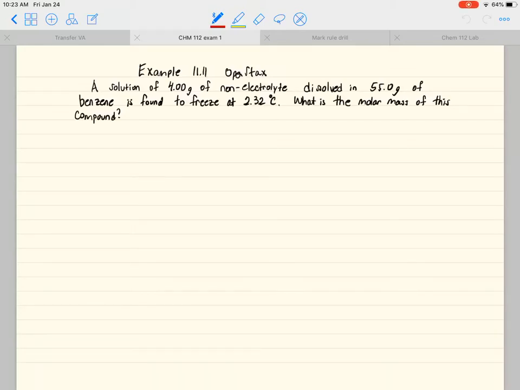This is example 11.11 in the OpenStax Chemistry textbook, second edition. It's worked out there in the textbook if you want to take a look at it. This is my explanation of working it through.